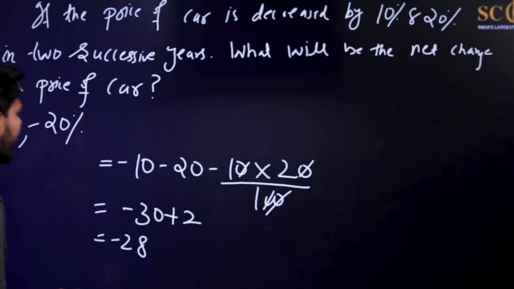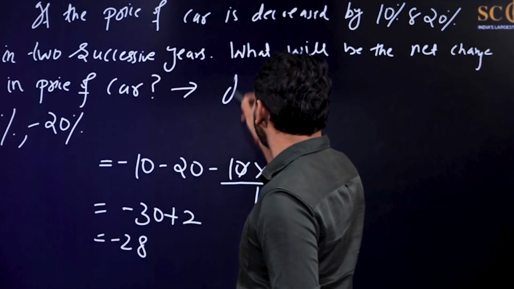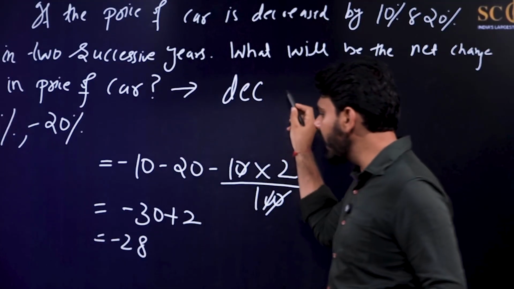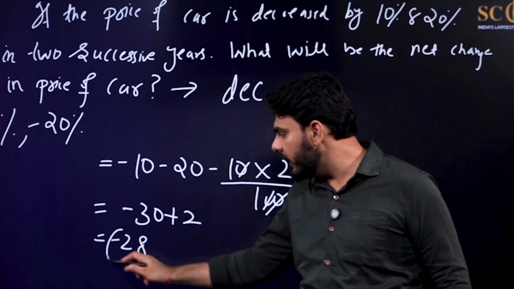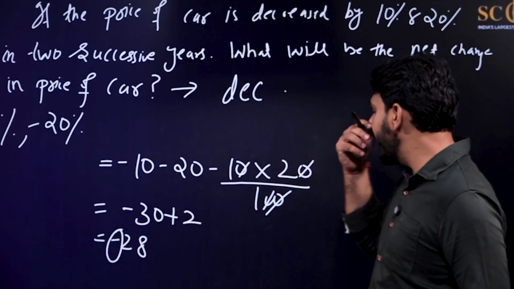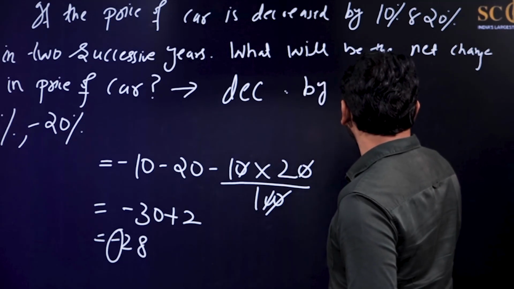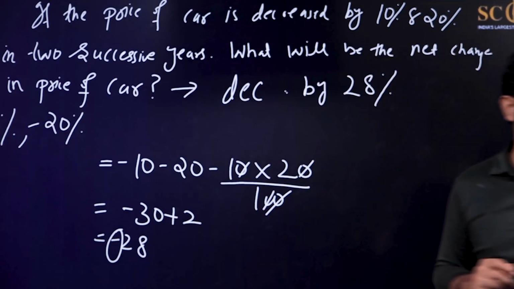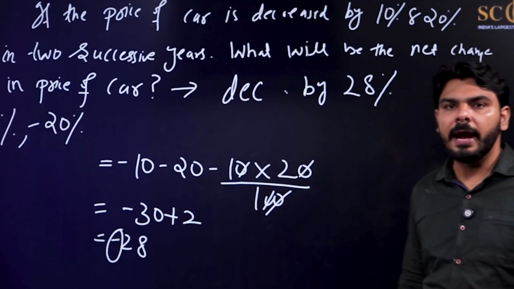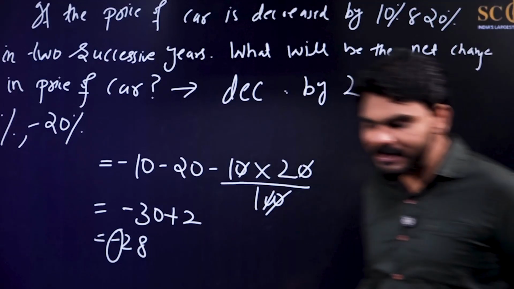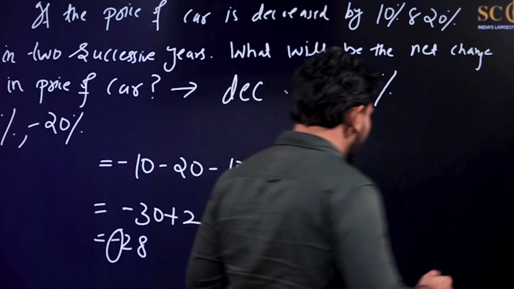It means the net change in the price of the car is a decrease. Why a decrease? Because in our answer we are getting a minus sign. That's why the net change in the price of the car is a decrease of 28%. So this will be our answer. I hope the answer to this question is clear to everyone. So with this, the net change part is also over. Let us now move on to our next topic, my dear agents.